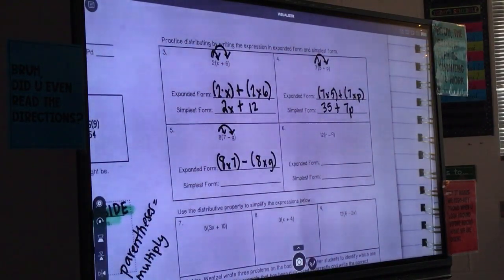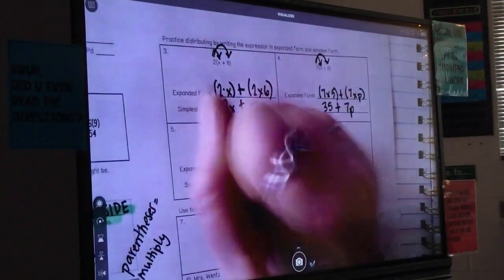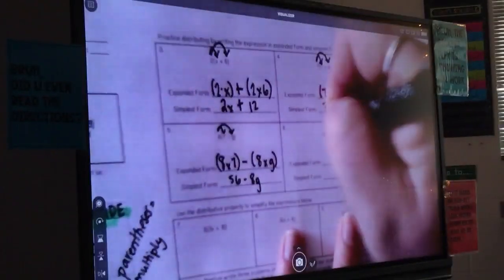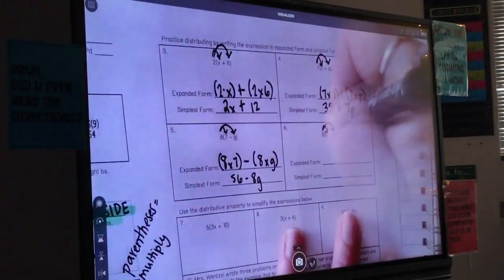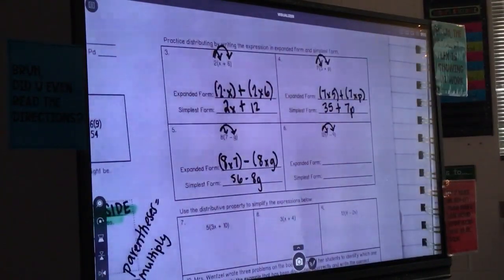All right, Reagan, what'd you get? 56 minus 8g. All right, last one. Go ahead, write it in your expanded form, write it in your simplified or simplest form, and then stand up for me.